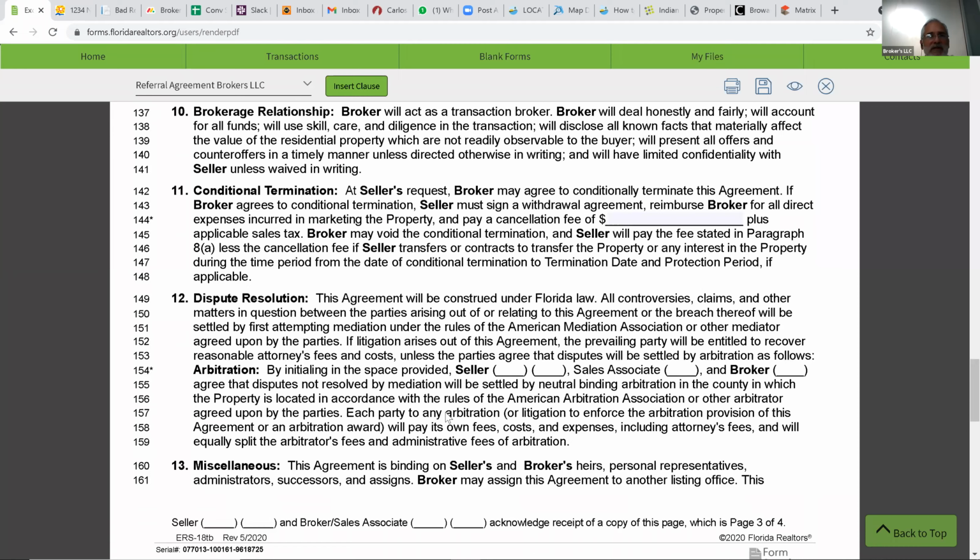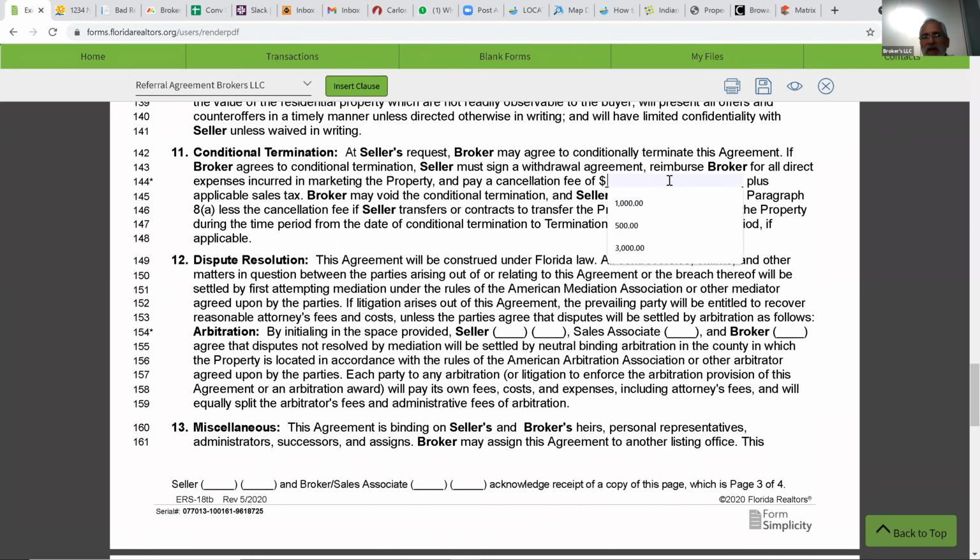Conditional termination. This is something that I always see in blank. I always put some amount in there. The conditional termination is when the owner tells you after 1 month that they want to cancel this listing, okay? If they want to cancel the listing and you already paid for your advertising, you spent a lot of money doing photos, doing your drone, whatever you want to do as advertising, you spent $500 on your listing. And after a month, the seller tells you, I don't want to continue with this listing.